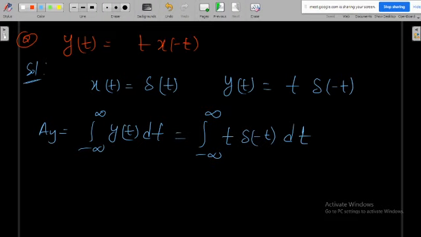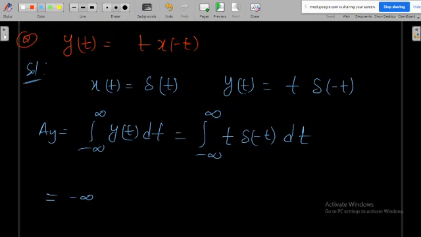If you apply the integration properties for impulse, you can do it like this, where I am just splitting the integral from minus infinity. The impulse delta of minus t is valid only at t equal to 0. In all other cases the function will be 0 only, and exactly at t equal to 0, the t factor makes it 0 as well.